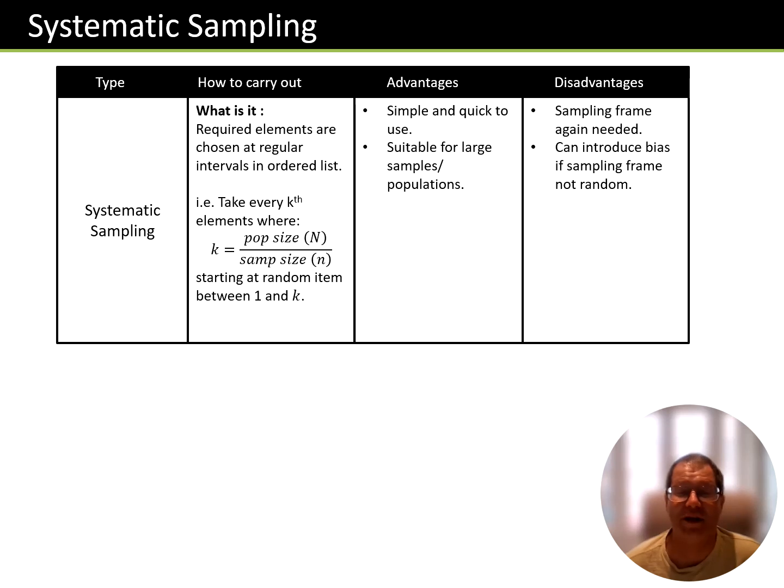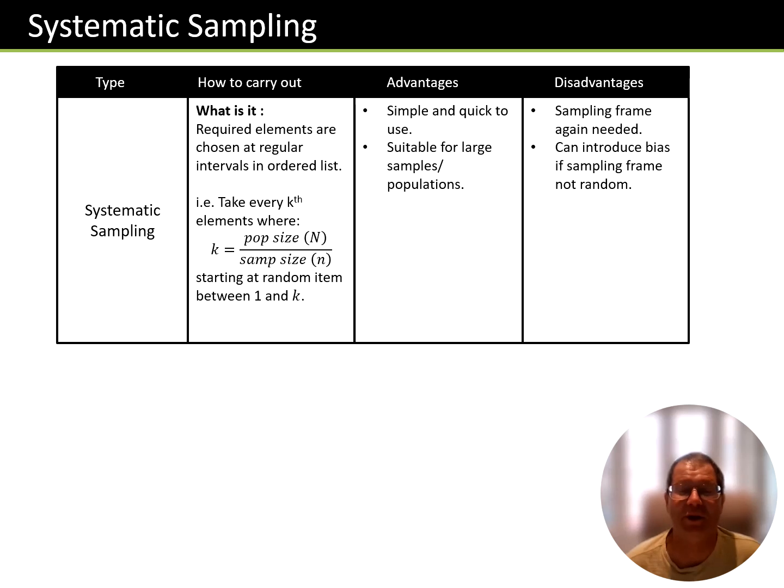So if you're ever asked how to conduct a systematic sample, then you really need to refer back to this formula. They'll probably give you the population size and the sample size. So you'll work out what that value of k is. And then you'll also say that you start at a random number between 1 and k, and you go up by k until you've got all your sample.